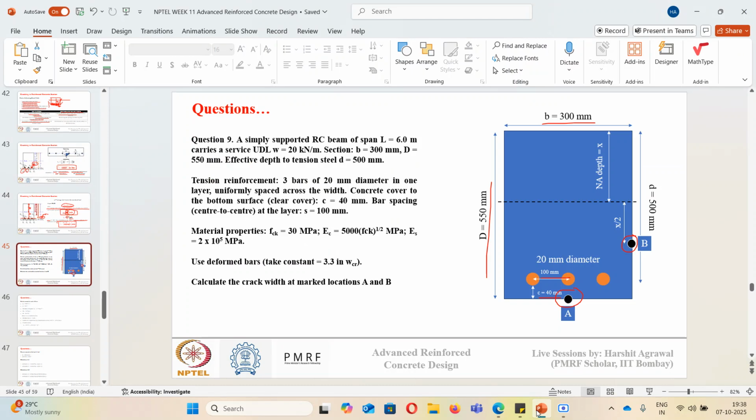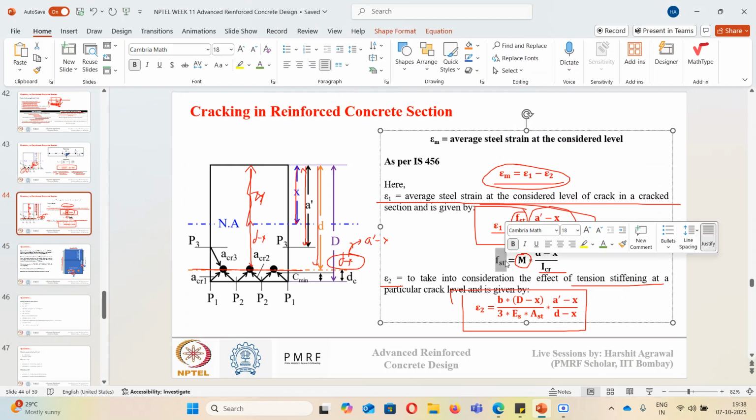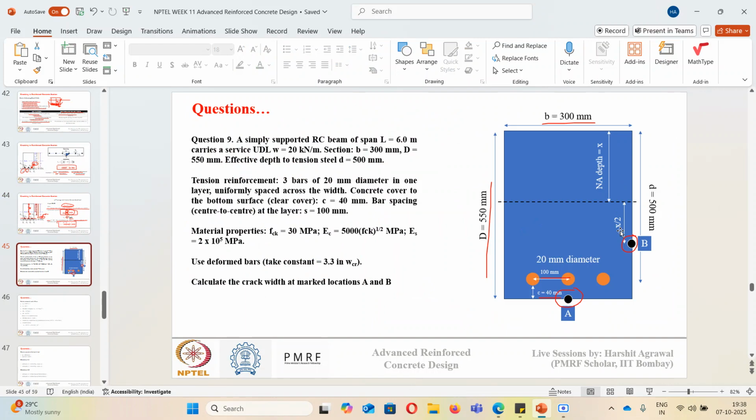The approach will be, first I need to calculate the cracked moment of inertia. The same way we did in the deflection calculation, here again we'll calculate the cracked moment of inertia. Once we know the cracked moment of inertia, I will calculate the stress in steel. Once I know the stress in steel, I can calculate the values of epsilon_1 and epsilon_2 for both locations. So a dash is x plus x by 2 for point B, and a dash is equal to the total depth d for point A. Using that we can do the calculation.